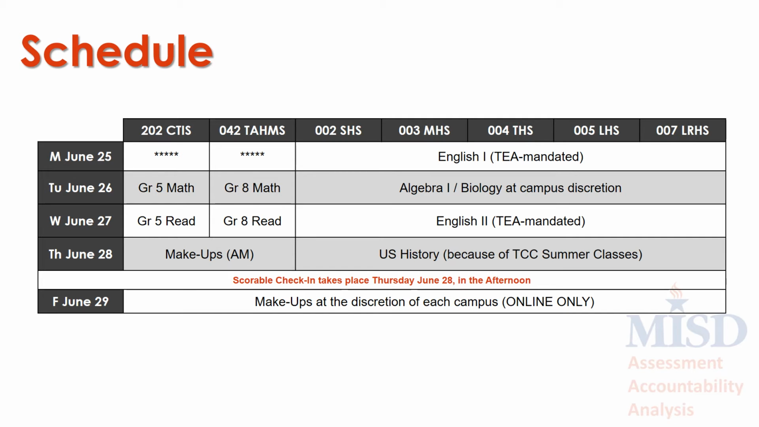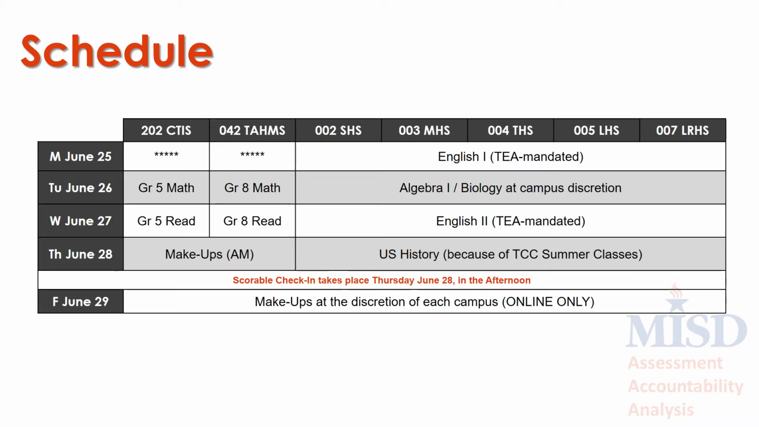For EOC exams, it gets a little bit more complicated. TEA mandates that English 1 is administered on June 25th and English 2 is administered on June 27th. Remember that you may offer makeups for an English EOC test on any date after the TEA mandated testing day. Because of TCC summer classes, MISD is officially mandating U.S. history on June 28th. However, if a student has a conflict with that date, the campus may administer U.S. history on an alternate date.